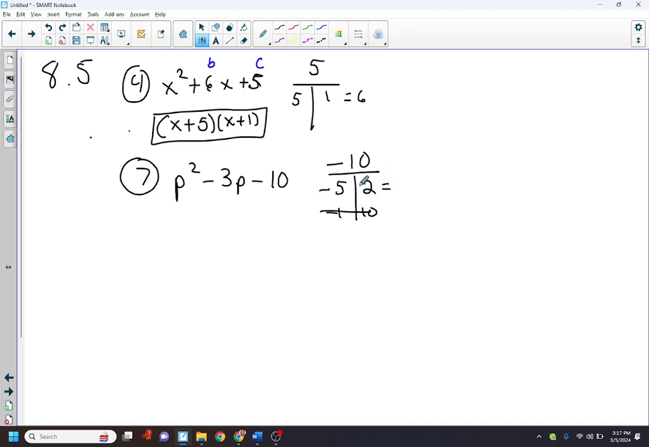So either way, negative 5 plus 2 is negative 3. So since negative 3 is the number I'm trying to add to in the middle, it's going to be p minus 5, p plus 2. I do get this question sometimes. It does not matter if you put the p plus 2 first or the p minus 5 second. That's the same thing, okay?